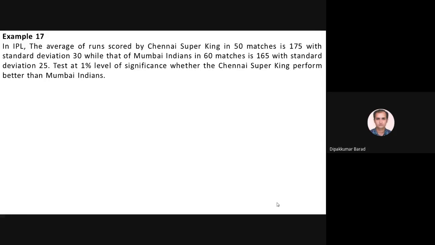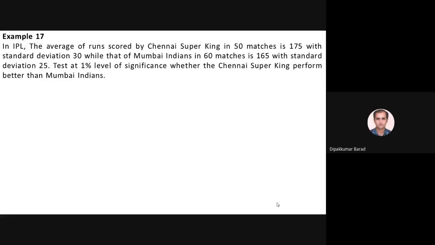Now example number 17: in IPL the average runs scored by Chennai Super Kings in 50 matches is 175 with standard deviation 30, while that of the Mumbai Indians in 60 matches is 165 with standard deviation 25. Test at 1% level of significance whether Chennai Super Kings perform better than Mumbai Indians. So this is the question.